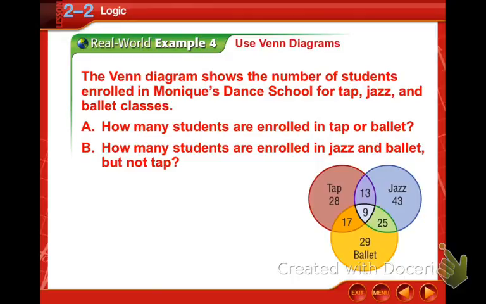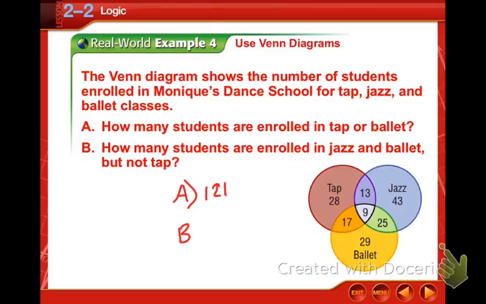Because really, all the kids in tap alone count, all the kids in ballet alone count, all the kids in both count, including these types of dance, as well as the kids that are in tap and jazz, the kids that are in ballet and jazz, and the kids that are in all 3 different classes. So all 6 of these things need to be added together, and that gets us a total of 121. So A is 121.